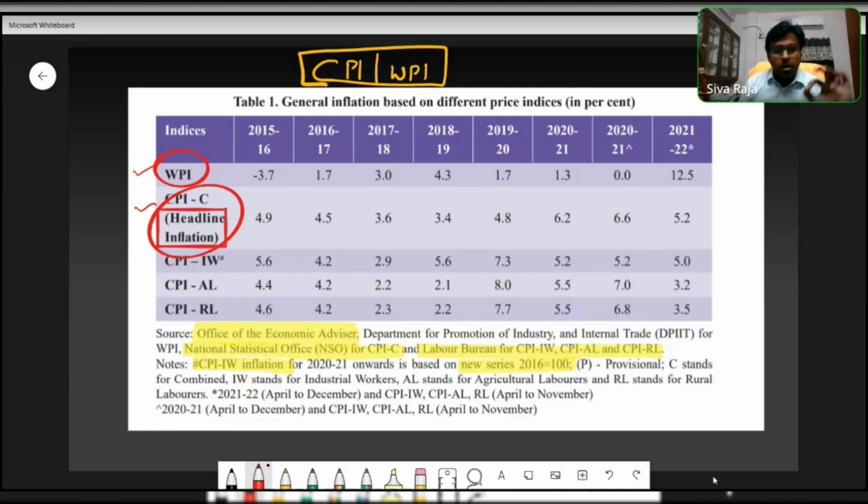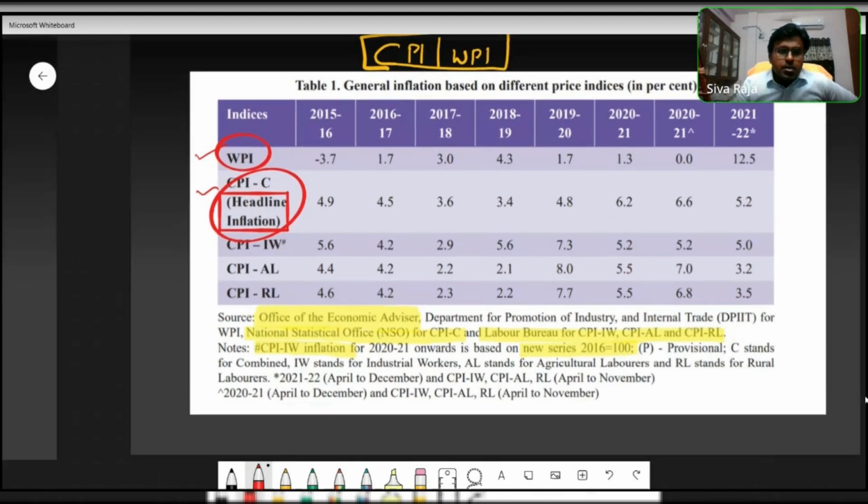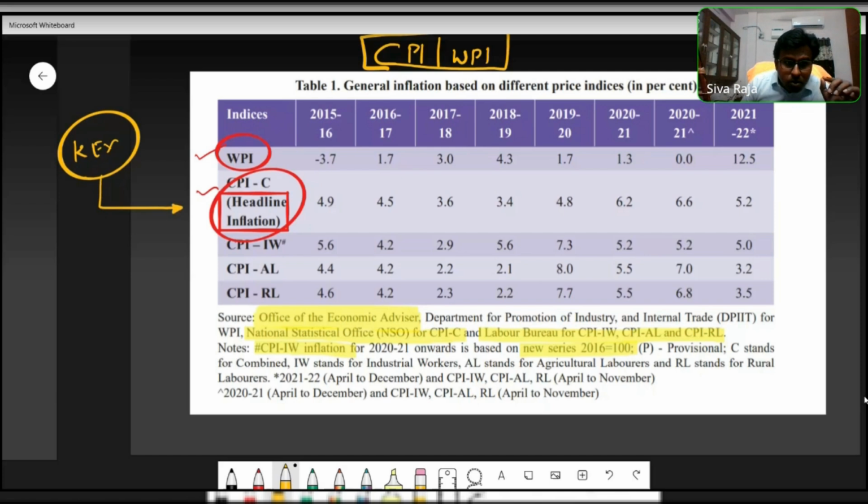And you know what? In economics, UPSC will do this. They have key terms. They will say some key terms, and they will ask you which is related to this key term, or why this term has been in use. Like this, they will ask in economics. So in economics, we will look at this: which is headline inflation. They will ask like that.